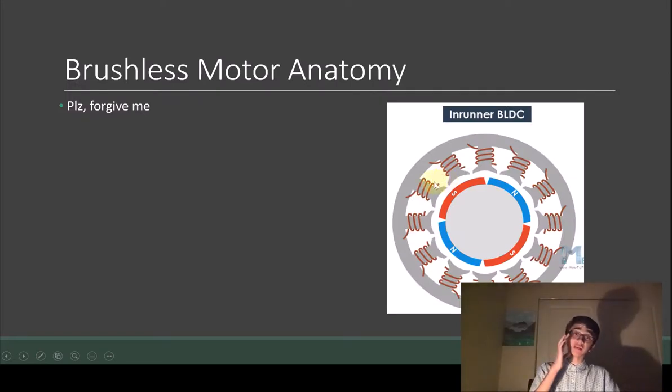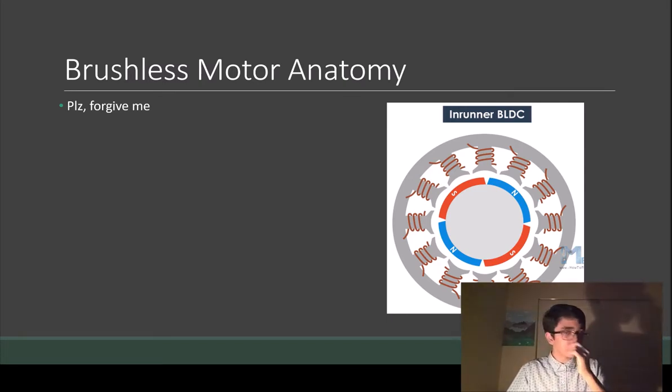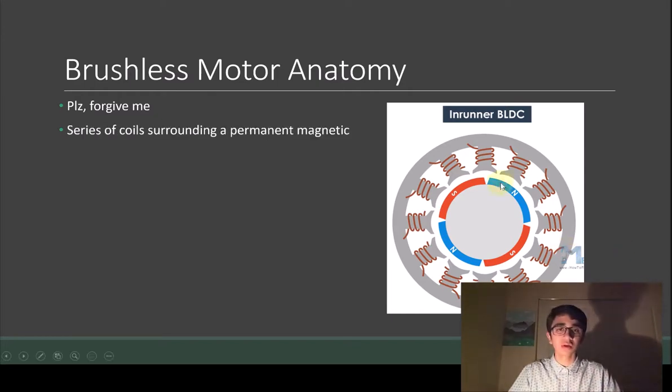Let's get into the anatomy, right? So again, forgive me, my explanation isn't going to be as great as I would hope, but I'm going to give it a shot, okay? So instead of using the brushes and the commutators in physical contact like the brush motors do, brushless motors, or BLDCs, they use an electronic controller to modulate the current in the electromagnets. Right. So this is an example of an in-runner BLDC.